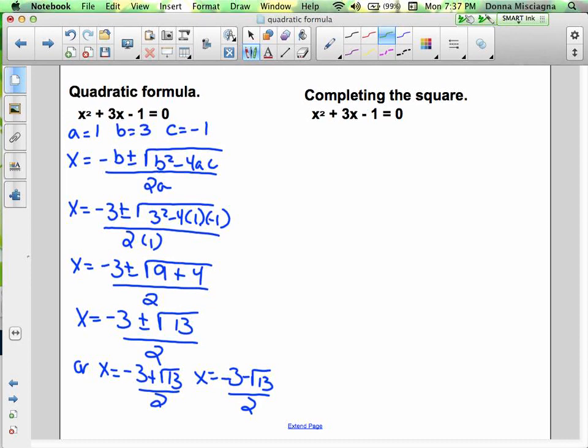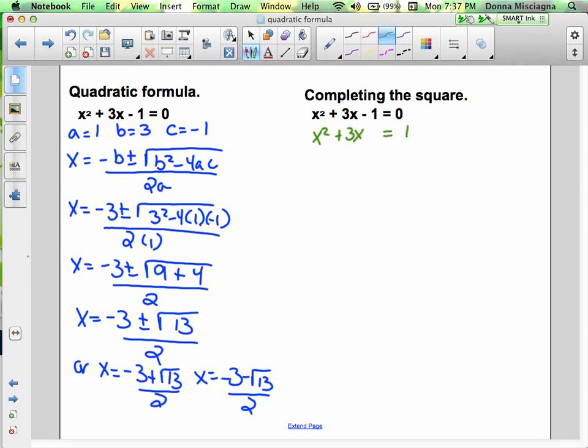All right, so now let's try completing the square with this one. So our first step, and A is 1. We don't have to worry about that. So we're going to add 1 to both sides. Actually, I'm not even going to write that step in. I think we can add 1 in our head, right? So that we have x squared plus 3x equals 1.